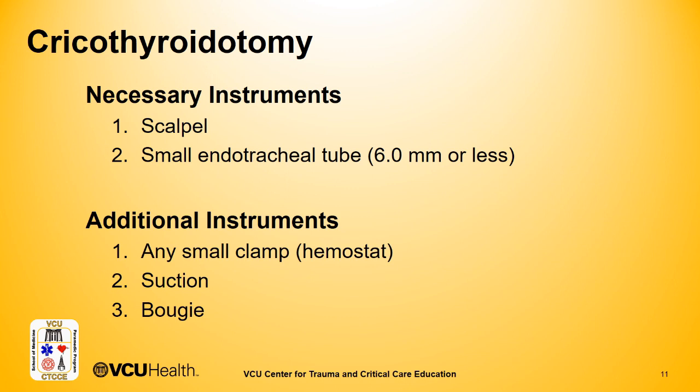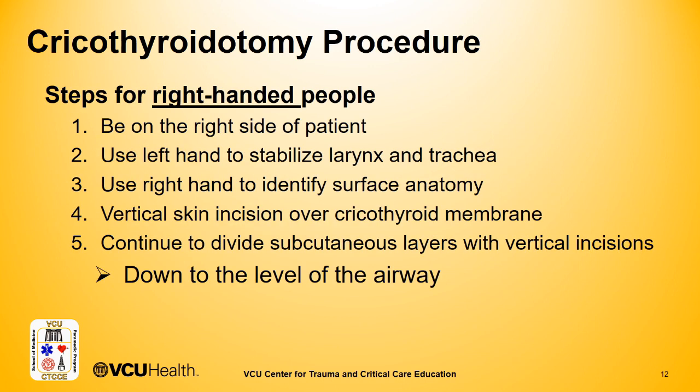If you have the ability to have additional instruments, then a small clamp would be helpful, such as a hemostat. Suction would be helpful, and a bougie may also be helpful. And we will talk about all of these instruments. But once again, the necessary instruments include a scalpel and a small endotracheal tube. The cricothyroidotomy procedure should be performed quickly. This is a life-saving procedure in a patient who is dying from an airway issue.